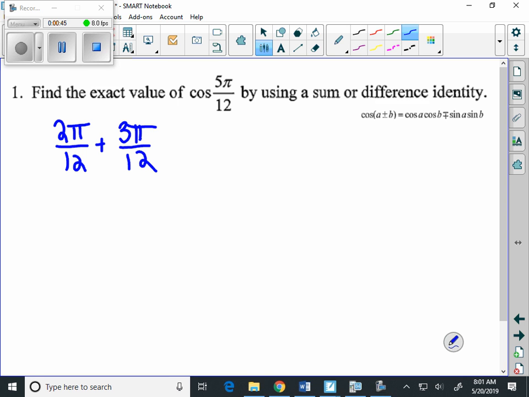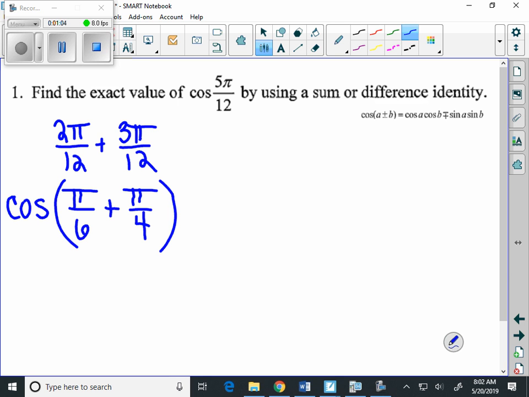And when we simplify those fractions, are they going to be values that we know from the unit circle? 2 pi over 12 is pi over 6, and we know pi over 6 in the unit circle. And 3 pi over 12 is pi over 4. We know that on the unit circle as well. So we're going to be using these values here. So cosine of pi over 6 plus pi over 4. It doesn't matter if you have pi over 4 plus pi over 6, it's not going to make any difference.